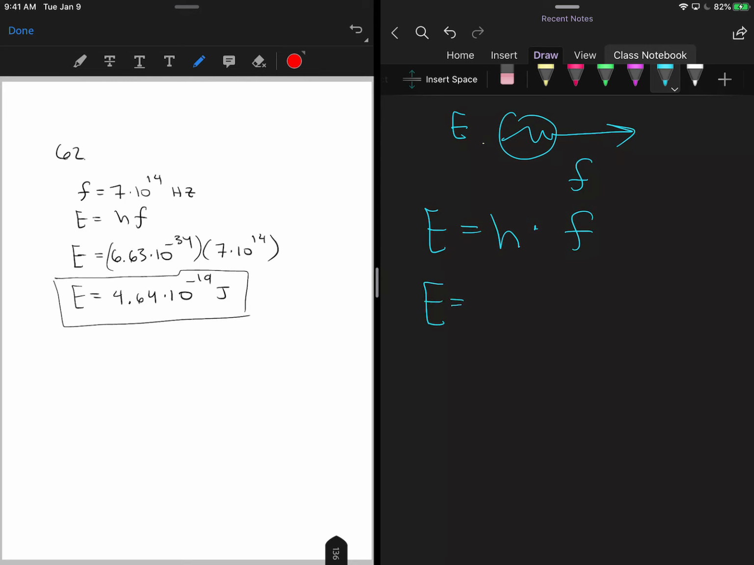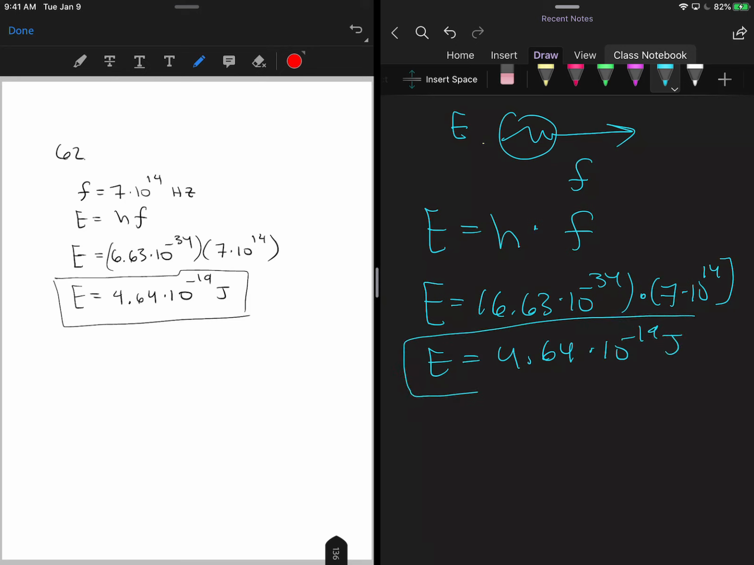So the energy is going to equal Planck's constant, which is 6.63 times 10 to the minus 34, multiplied by the frequency, which is 7 times 10 to the 14. And that's going to give you an energy of 4.64 times 10 to the minus 19 joules. So that's the energy of one photon of blue light at that frequency.